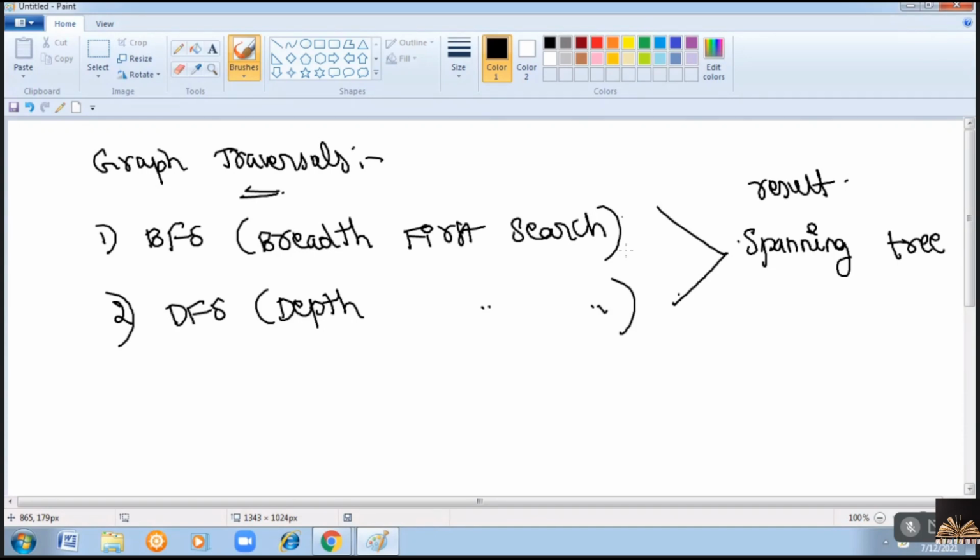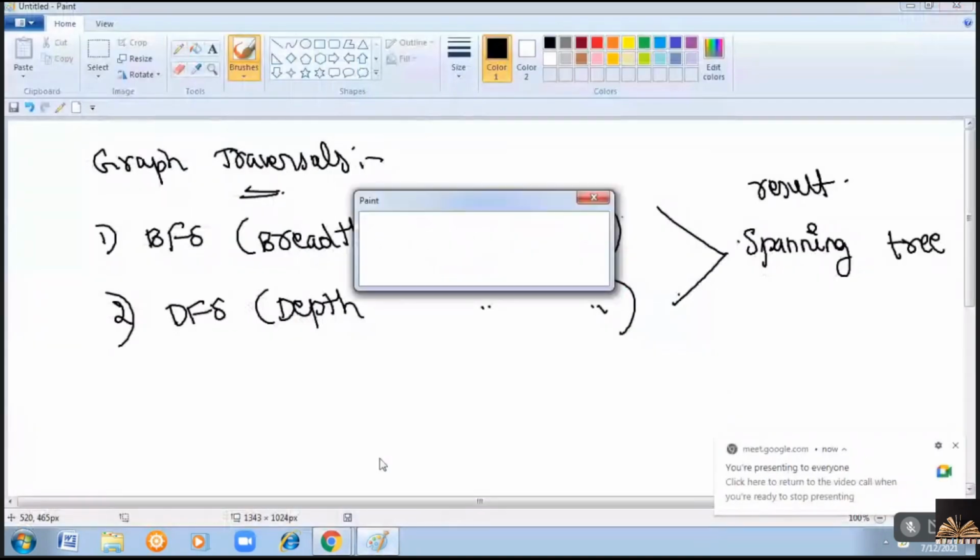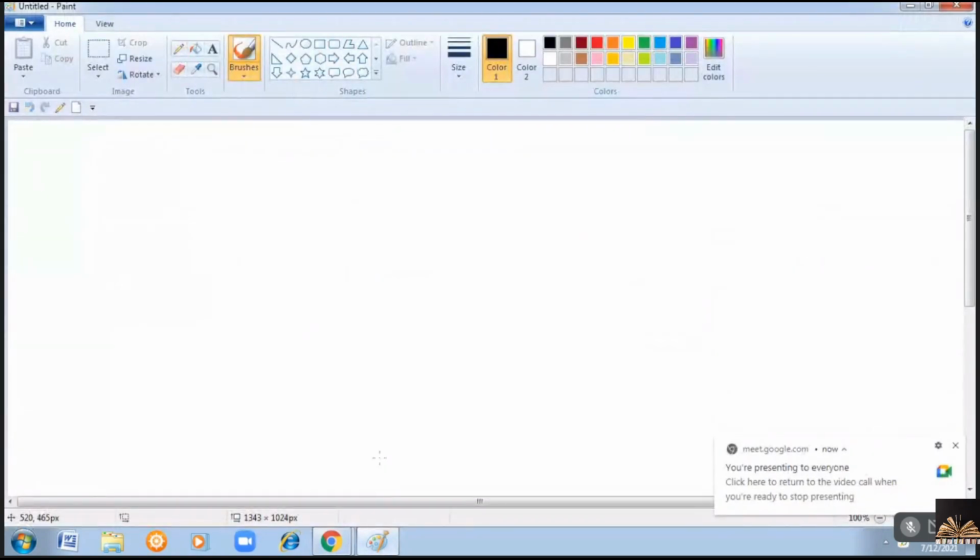Now we'll see with an example. First we'll see what are the steps or what is the algorithm to be followed. After that we'll see the example. First we'll see BFS, that is breadth first search. So this BFS traversal uses a data structure called Q.